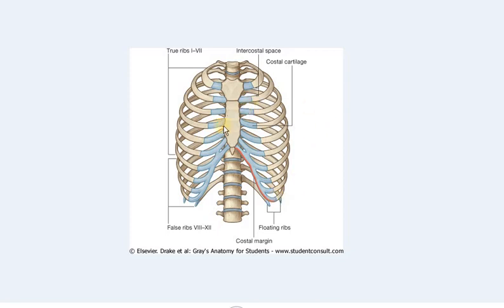In this diagram you can see that the shape of the thorax is cylinder-like, but the superior aperture of the thorax is narrow in comparison to the inferior aperture of the thorax. So the superior thoracic aperture is narrower in comparison to the inferior thoracic aperture.